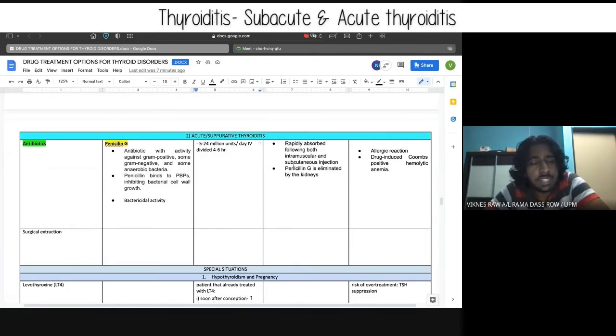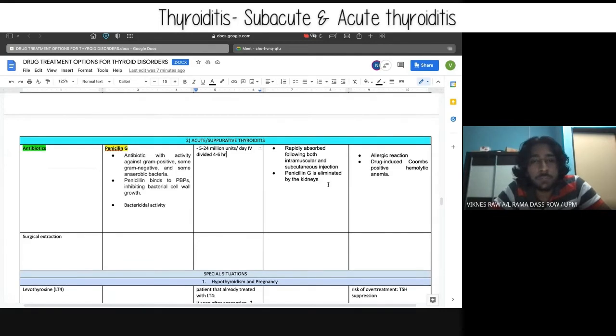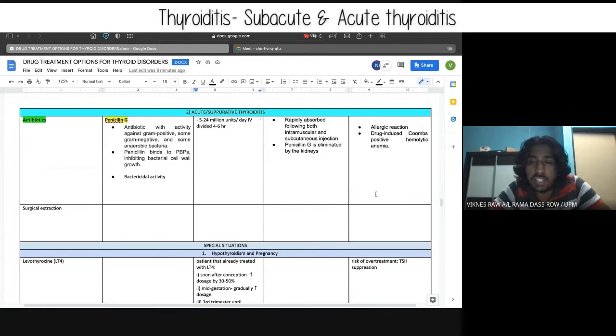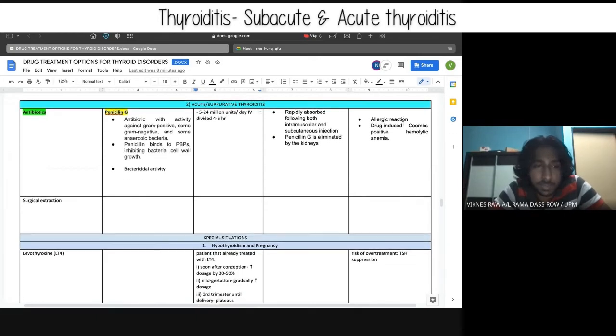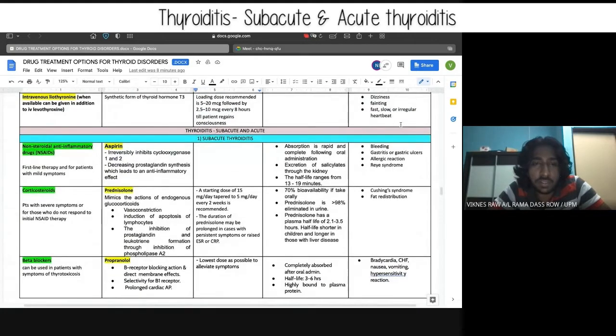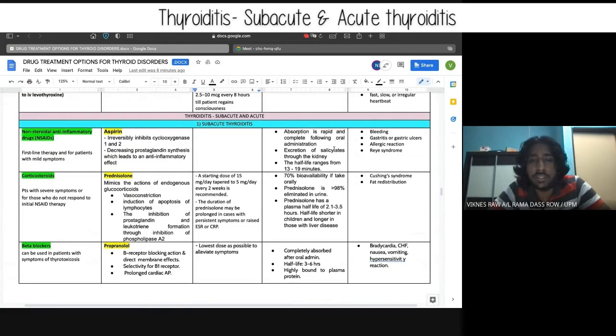The pharmacokinetics is that it is normally rapidly absorbed following both intramuscular and subcutaneous injection. And penicillin G is usually eliminated by the kidneys. Next, the adverse effects, which include allergic reaction and sometimes drug-induced Coombs positive hemolytic anemia. So that is all for management of thyroiditis, subacute and acute thyroiditis.